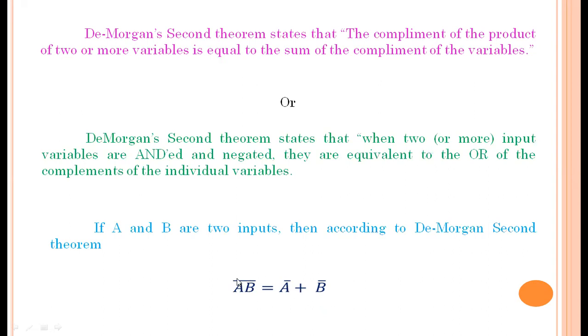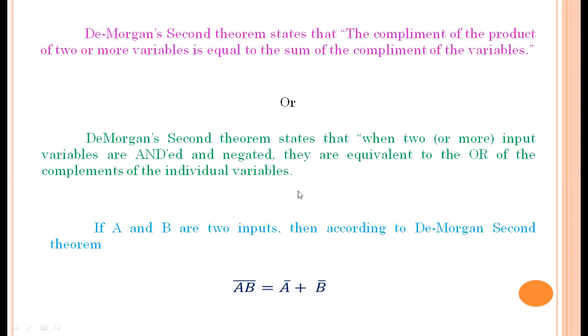So what we have said is that the complement of the product of two or more variables is equal to the sum of the complements of such variables. This is De Morgan's second theorem. Using AND gate and OR gate also, we can define this theorem, because the product is nothing but the AND gate, and the plus is nothing but the OR gate.